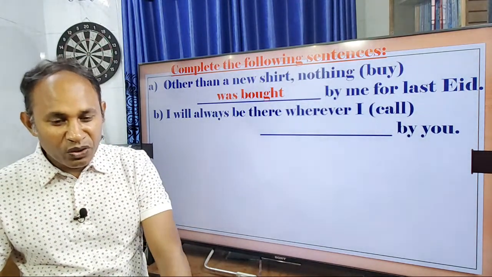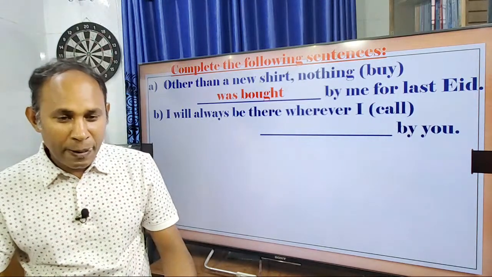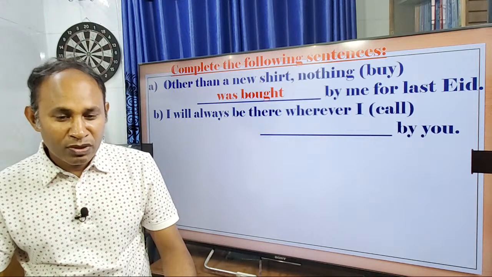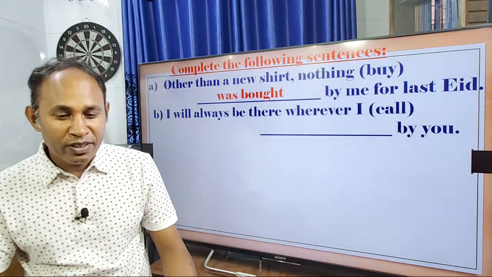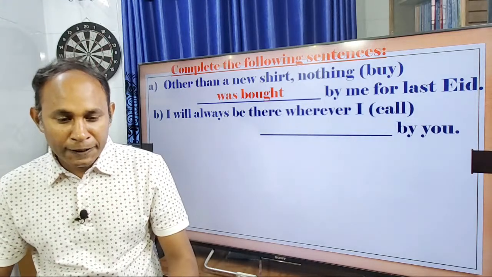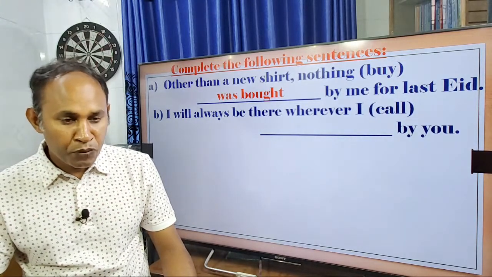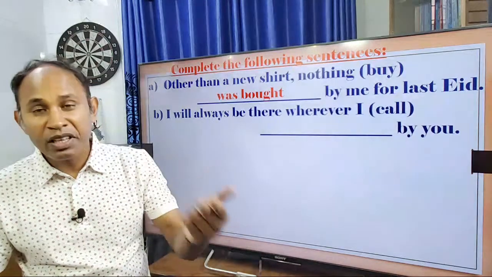And please write it down so you don't make late actually. Whenever you will make late, there will be a lot of confusions. So at first glance, I will always be there.